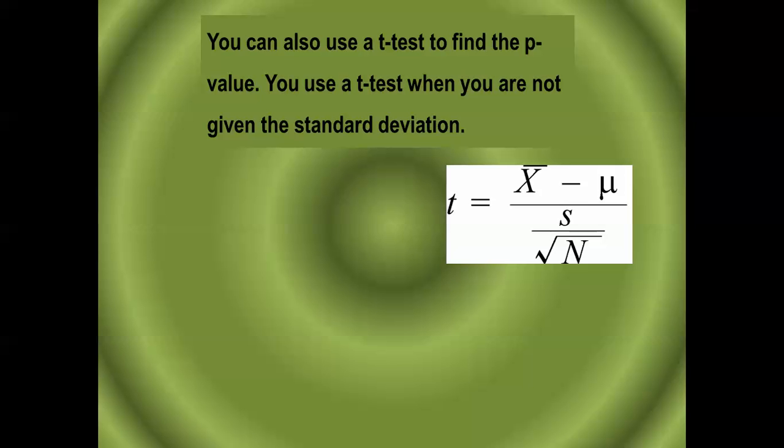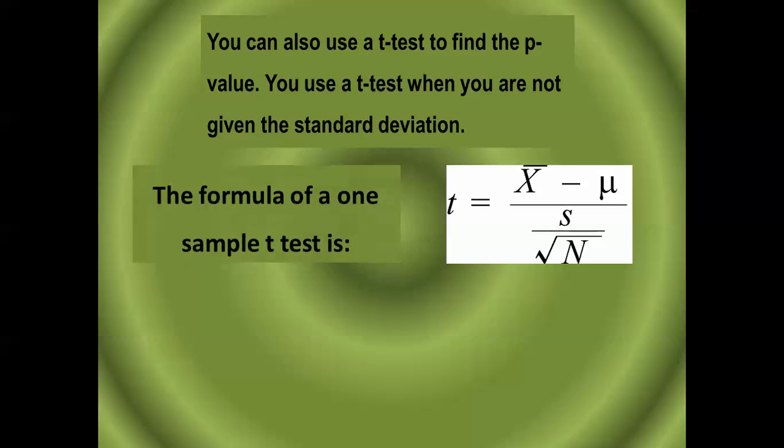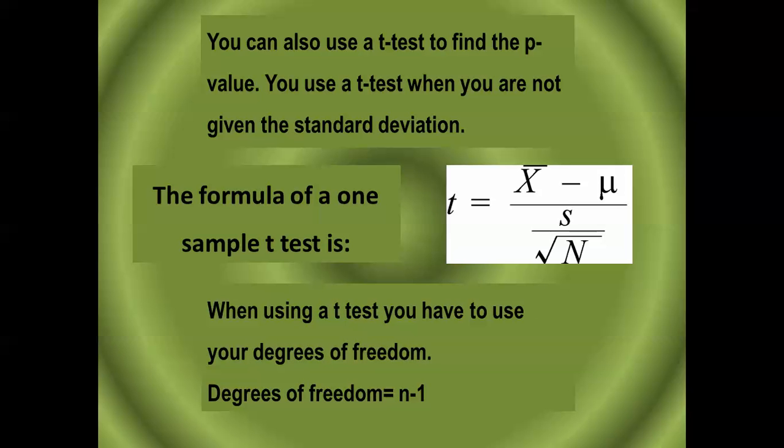You can also use a t-test to find the p-value. You use a t-test when you are not given the standard deviation. The formula of a one-sample t-test is t equals x bar minus the mean divided by the sample standard deviation over the square root of n, because you're not given the regular standard deviation. When using a t-test, you have to use your degrees of freedom, and your degrees of freedom is your sample size minus 1.